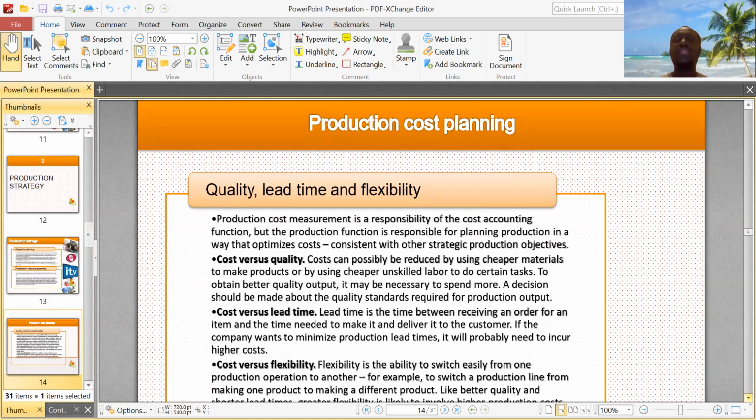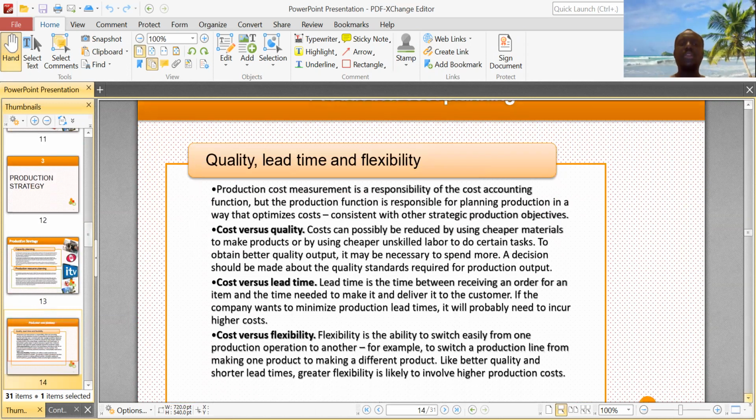Now let's talk about production cost planning. Production cost measurement is a responsibility of the cost accounting function, but the production function is responsible for planning production in a way that optimizes costs, consistent with other strategic production objectives. So you have cost versus quality. You have cost versus lead time. You have cost versus flexibility.